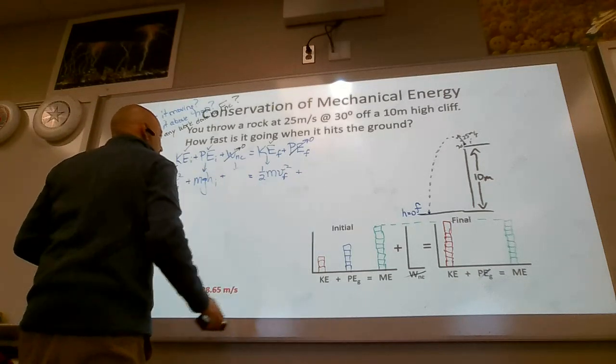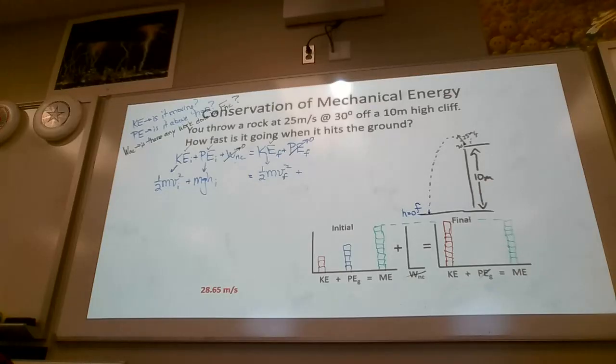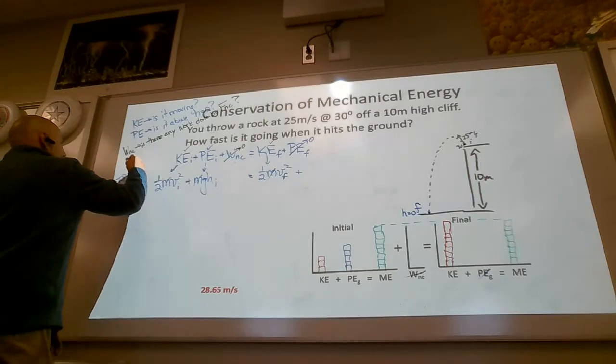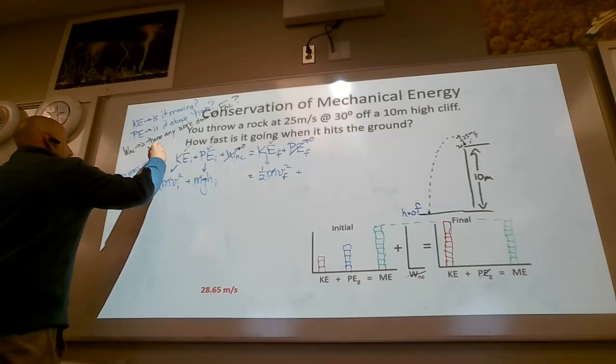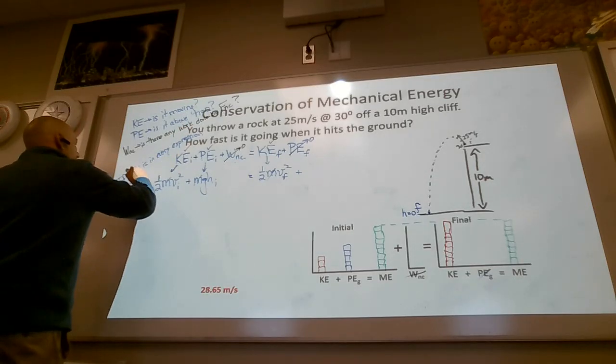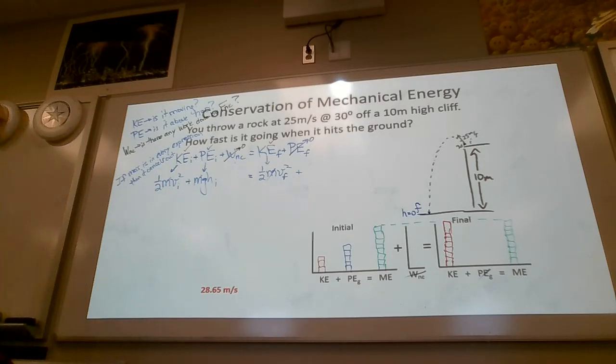Now, do you see that there is mass in every expression? Mathematically, what could I do to simplify that? I could cancel out. I could divide by mass. Okay, if mass is in every expression, then you can cancel it out.